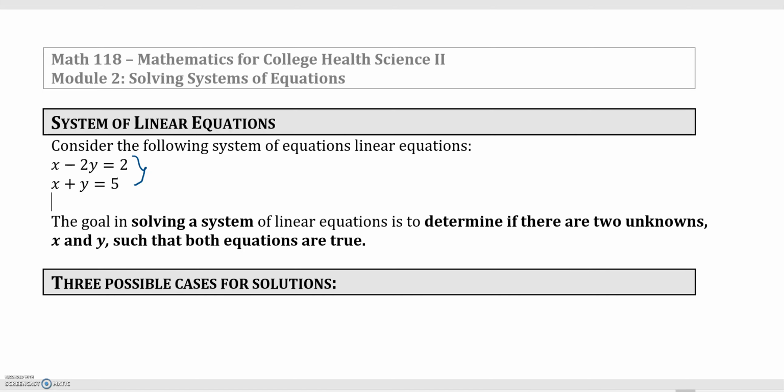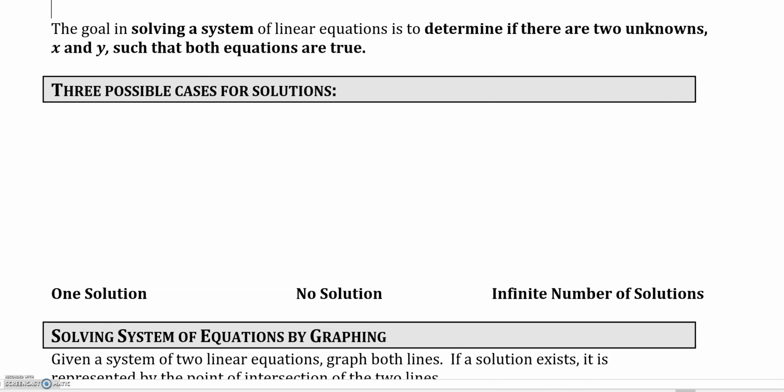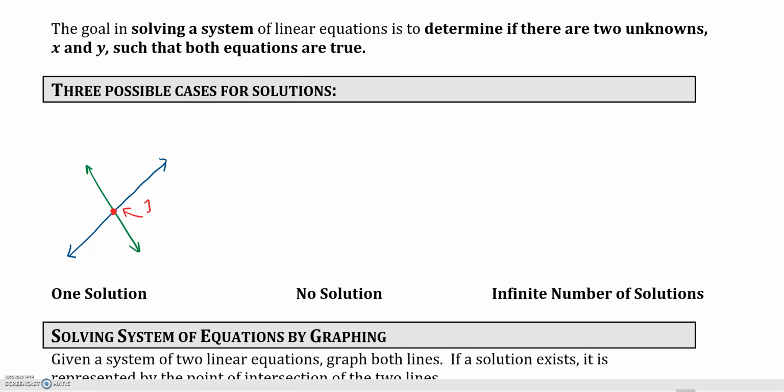Okay, so I'll take a look at visually what this looks like. There are three possible cases for the solutions of linear equations. First is where we have two lines that intersect in exactly one place. So this is one solution or one point of intersection.